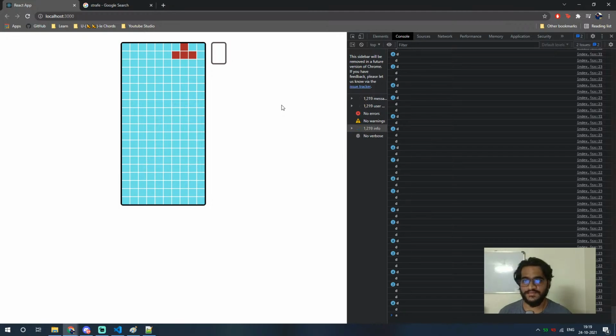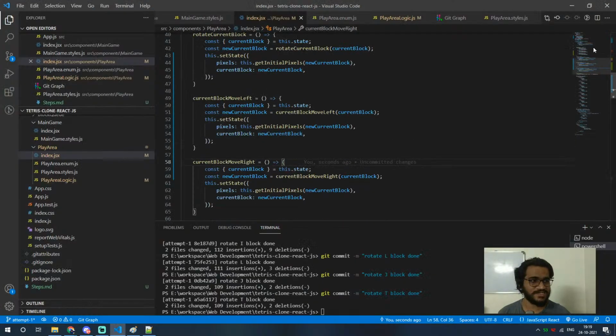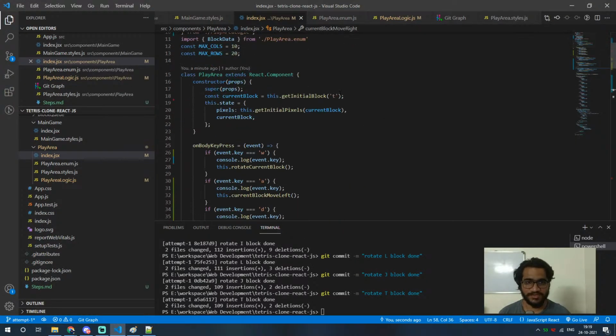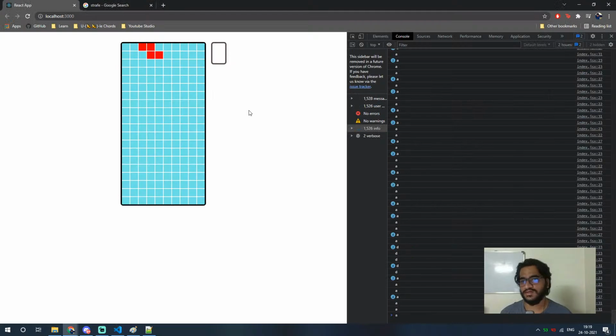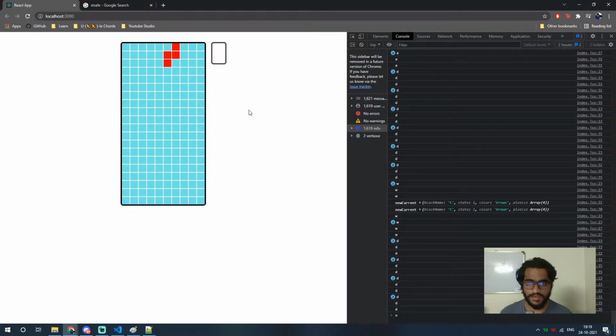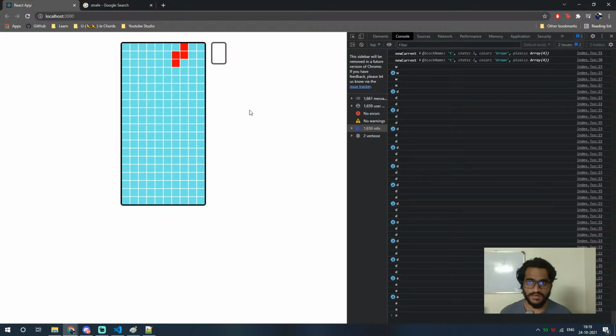I'm pretty amazed here. These are working easy, working fine. Let me just check with one or two other blocks also. So let me just change the block to Z. Now Z rotating with W, pressing D would rotate.